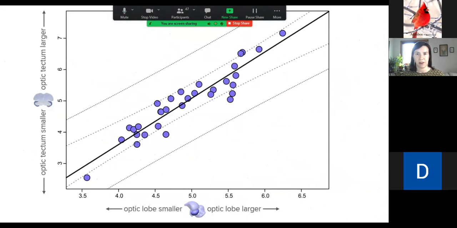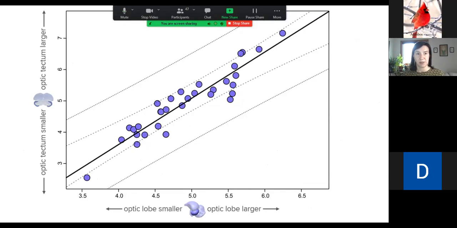And we found that there is a strong and significant relationship between the volume of the optic tectum and the surface area of the optic lobe. So on this plot, you can see each data point is a species of bird. They're all kind of clustering around this line and falling within the confidence intervals, which means that it's showing this strong relationship. So as the optic lobe gets bigger, the endocast structure, the optic tectum, the brain structure, also gets bigger.